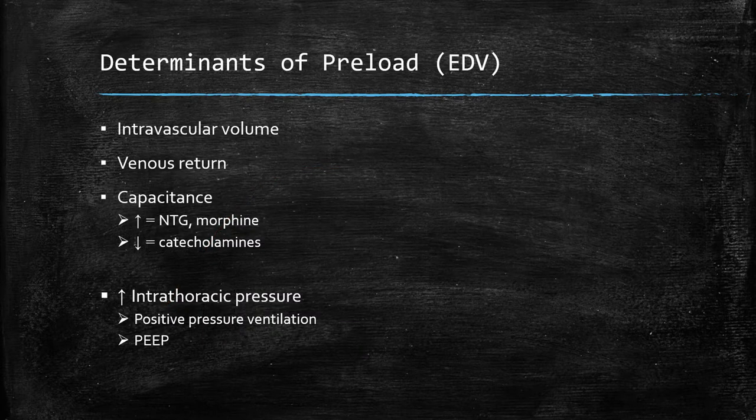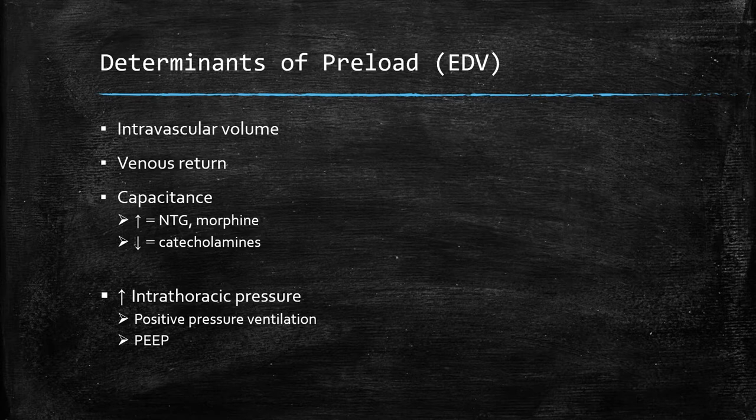There are two primary determinants of preload. The first is the intravascular volume status of the patient. Hypovolemic patients generally have a lower preload, whereas patients in congestive heart failure have higher preloads. The second determinant of preload is venous return, which is largely independent of volume status.